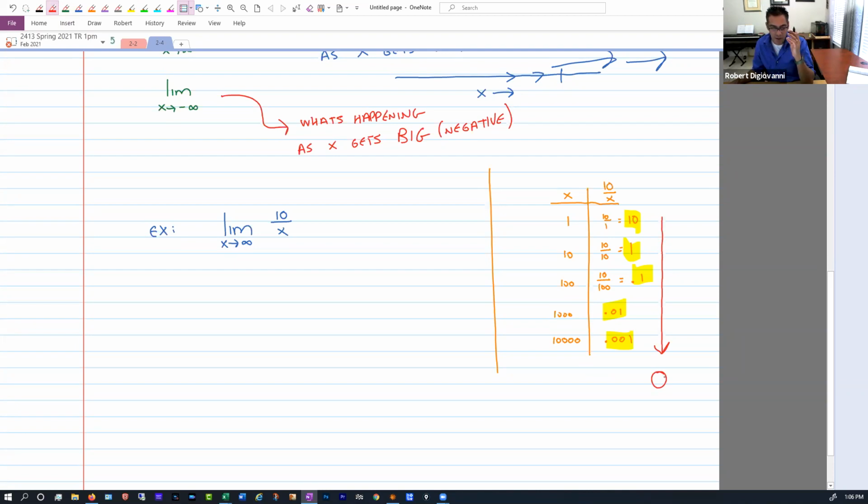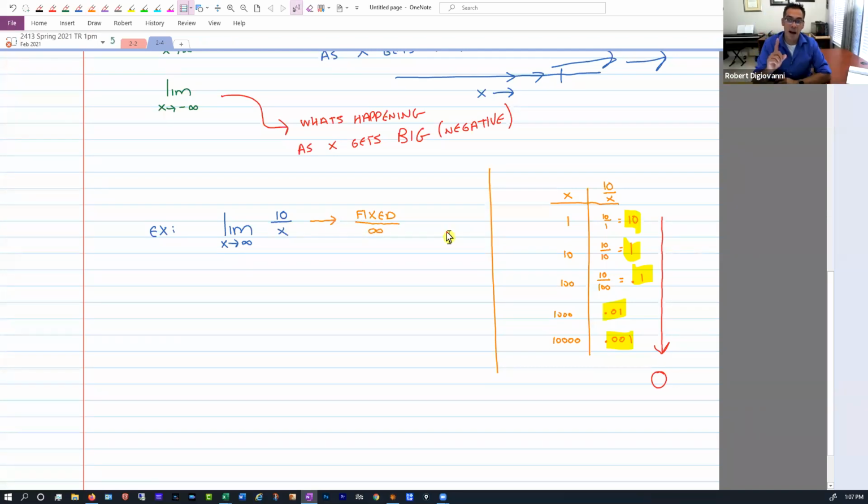And this is what you have to make sure that you can process in your head. What we've got here is this scenario. We have something that's fixed on top. Do you all agree that the top is fixed? It's 10, right? 10 is 10. But on the bottom, it's going to infinity.